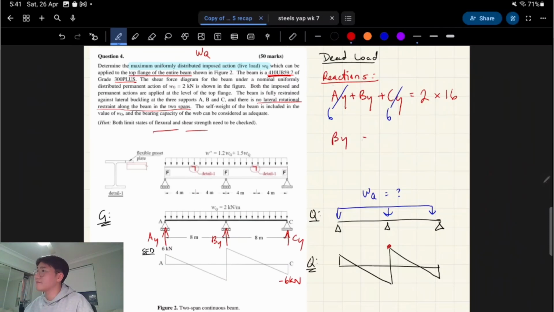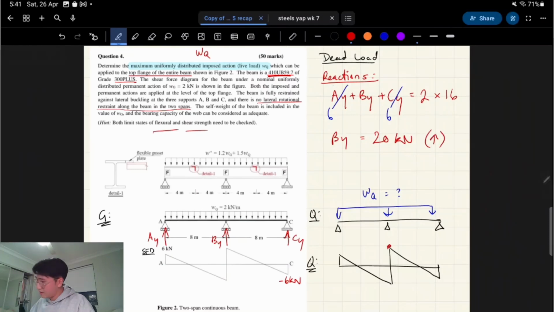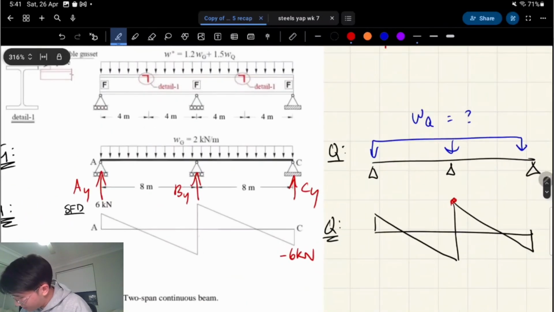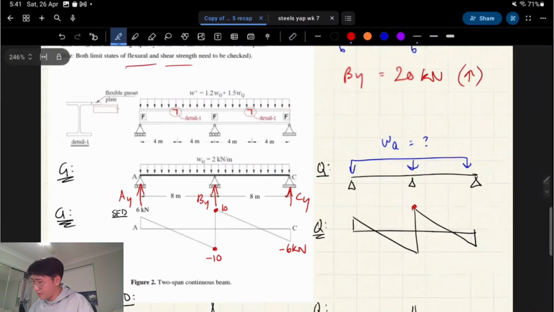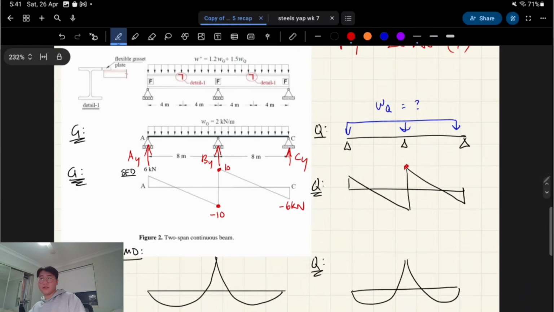I'm just going to speed things up by looking at my notes. I'm going to write down BY. It's 20 kilonewtons acting upwards, okay? Which means if it's 20, it goes from negative 10 up to positive 10. So that's just for dead load.